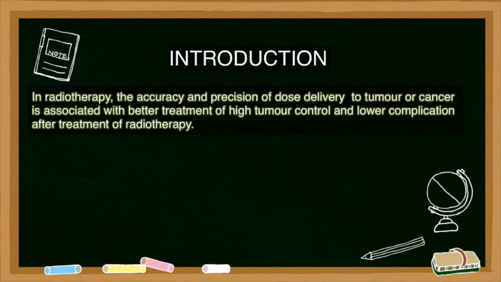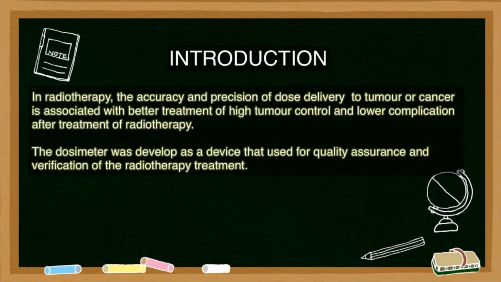Introduction. In radiotherapy, the accuracy and precision of dose delivery to the tumor or cancer is associated with better treatment, with high tumor control and lower complications after the radiotherapy treatment. It is to achieve the accuracy and precision of dose delivery to the patient. The dosimeter was developed as a device used for quality assurance and verification of the radiotherapy treatment.